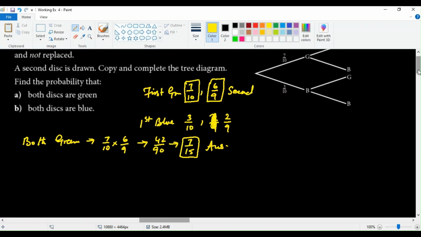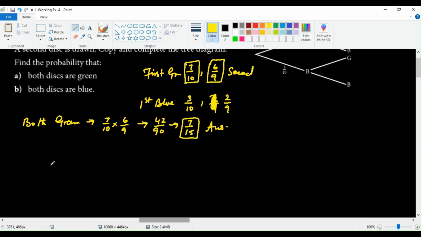Next comes both discs are blue. That means 3 over 10 and 2 over 9. Both are multiplied. So this is for both blue. So our final answer is going to be 6 over 90, or once we simplify, it's going to be 1 over 15.